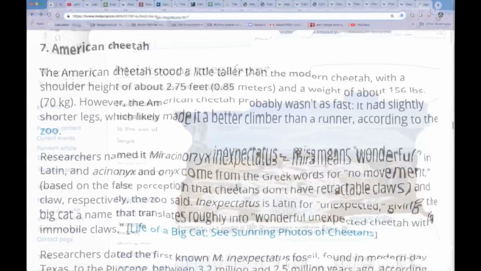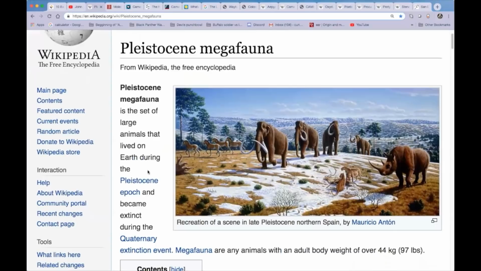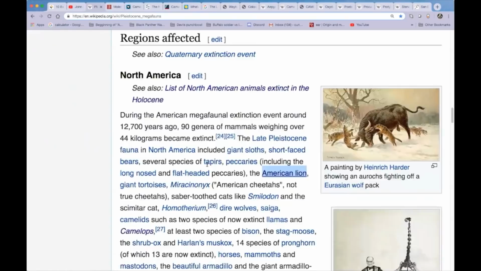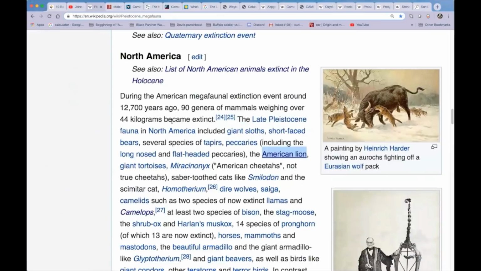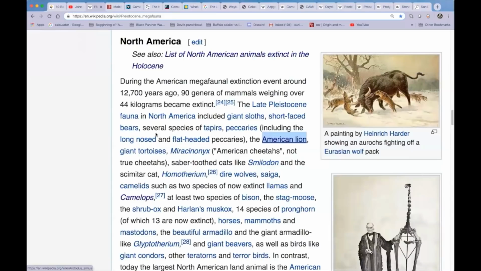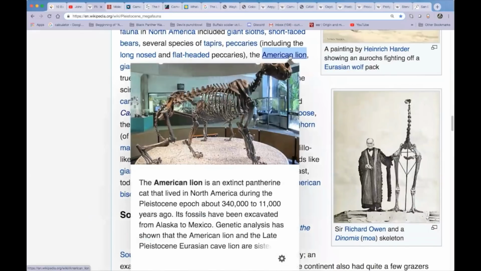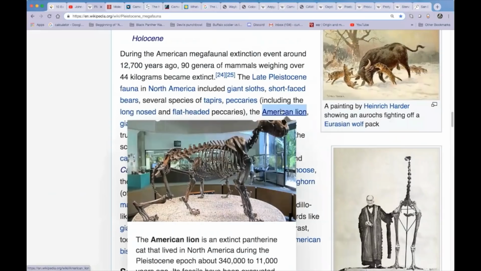Pleistocene megafauna. It says it's a set of large animals that lived on Earth during the Pleistocene epoch and became extinct during the Quaternary extinction event. So we're going to go to North America here. It says during the American megafauna extinction event around 12,000 years ago, 90 genera of mammals weighing over 44 kilograms became extinct. Again, they had giant sloths, short-faced bears, tapirs, peccaries, and it says right here, American lion. Let me show you, American lion. It's an extinct panthering cat that lived in North America during the Pleistocene epoch, 340 to 11,000 years ago. So we had lions too.